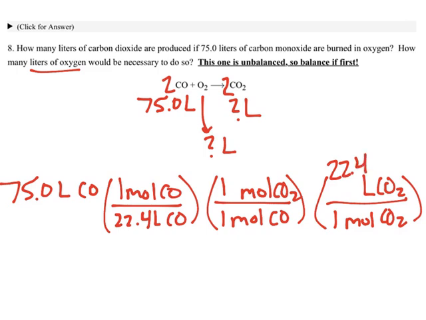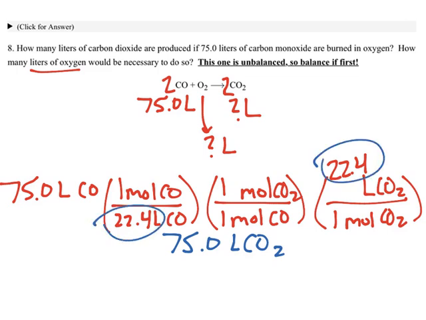And this one's really particularly goofy. You just have a bunch of ones, and then you have your 22.4 on top and 22.4 on bottom. They're going to cancel out. So this is just going to wind up being 75.0 liters of CO2.